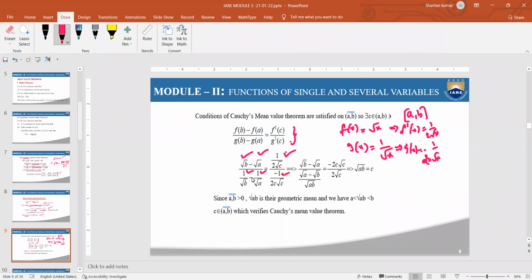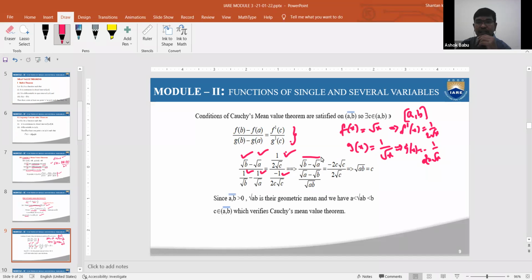Now, on this LHS you need to write the numerator as root b minus root a as it is, and the denominator 1 by root b minus 1 by root a. You need to take the LCM of the denominator: root b into root a is root ab, and the numerator after taking the LCM is root a minus root b. The right side is 1 by 2 root c over minus 1 by 2c root c. Therefore, after that, consider the numerator part: it is minus 2c into root c by 2 root c is the value.